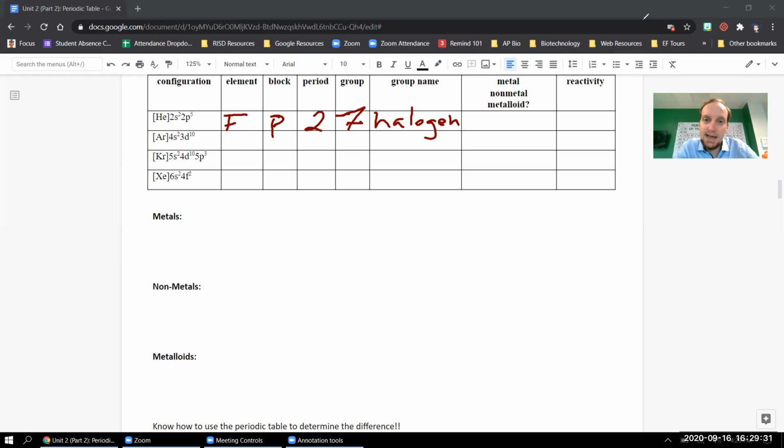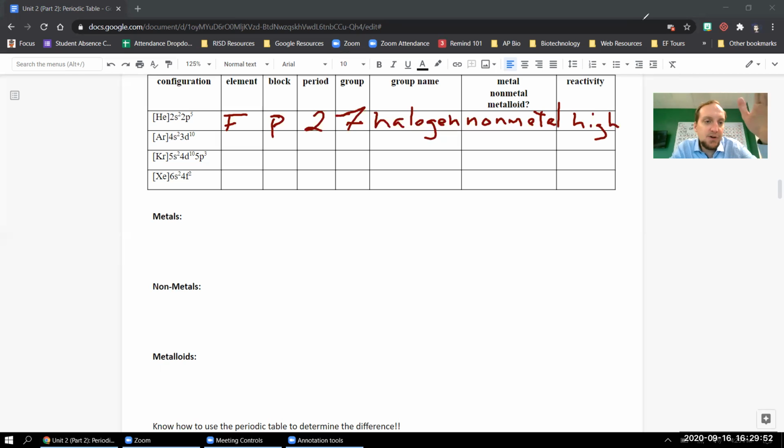Then is it a metal or a non-metal? Fluorine is actually a gas at room temperature. Every element in the top right corner of the periodic table is going to be a gas, or it's going to be a non-metal. Many of them are gases. So that's a non-metal. And of course, its reactivity, because it's a halogen, is actually rather high. Not crazy high, but still rather high.